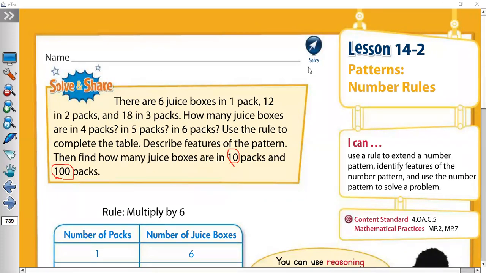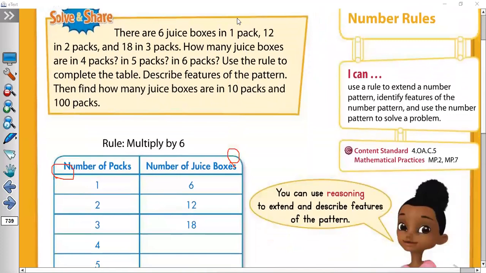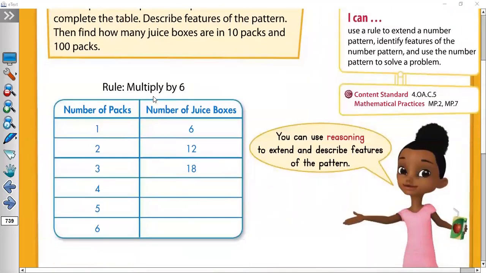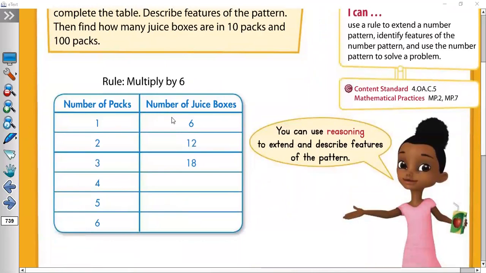Here we have a table like that. The rule is multiply by 6. Here we have number of packs and number of juice boxes. 1 times 6 is 6. And also 2 times 6 is 12. Also 3 times 6 is 18. So our rule is again multiply by 6.